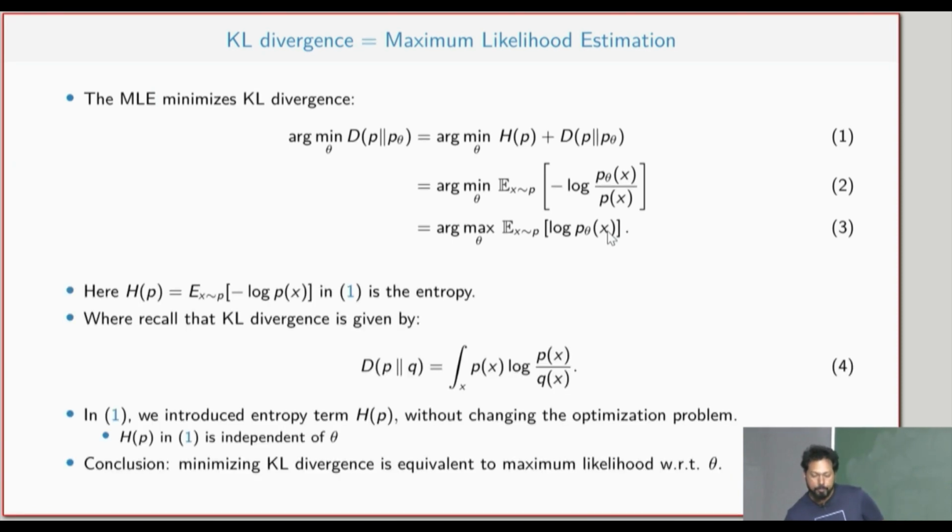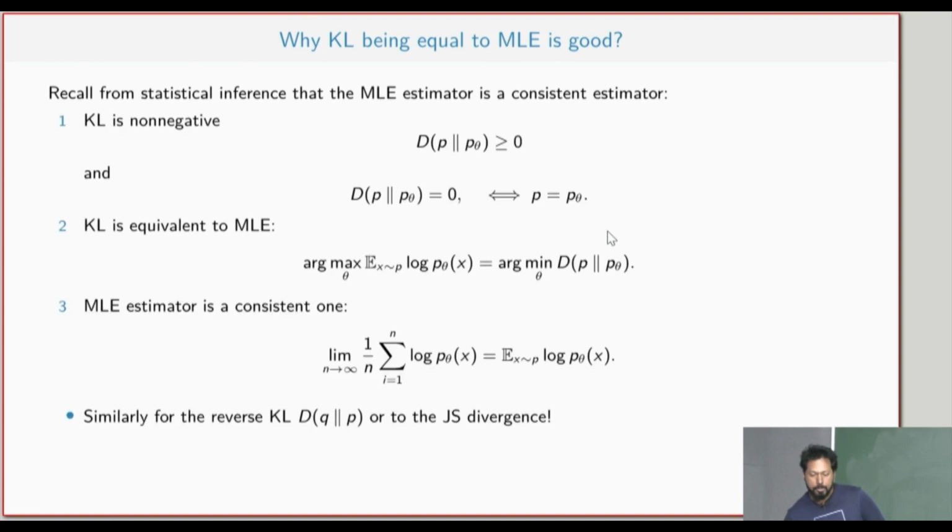All this is what I described again, the same thing. You can follow up with the previous lecture. So why is KL being equal to MLE a good thing? Well, there are a few properties of KL divergence itself: non-negativity, and it is zero only if P theta is equal to P. So you can use that as a guiding principle, or the loss, let's say. So KL is equivalent to MLE, that was proved in the last slide, and then the MLE estimator is a consistent one.